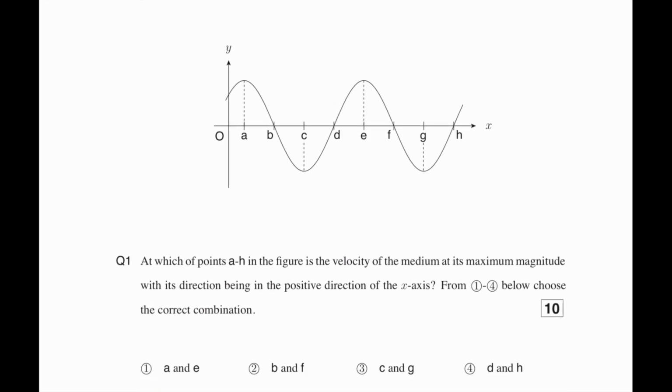At which point, A until H in the figure, is the velocity of the medium at its maximum magnitude? So we want to find the point where the velocity of the medium is at maximum magnitude, with its direction being in the positive direction of the x-axis. From 1 until 4 below, choose the correct combination.